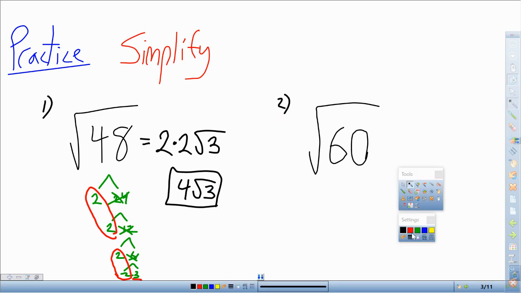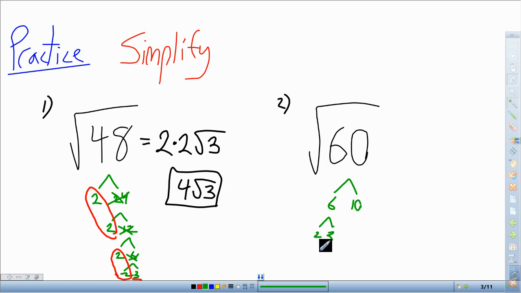Okay, on number 2, let's see, for me, the first thing that comes to mind is a 6 times 10. Okay, so I know 6 is not prime. I can break it down into a 2 times 3, cross it out. 10, same thing, not prime. I can break it down 2 times 5, cross it out. Okay, and it looks like, yep, these are all prime numbers.